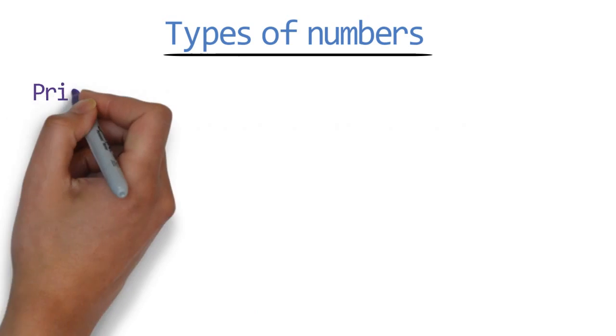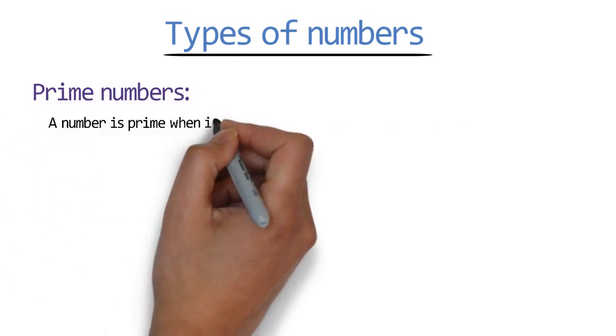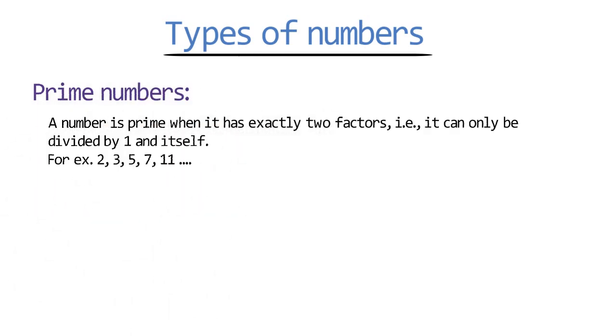Prime numbers. A number is prime when it has exactly 2 factors. That is, it can only be divided by 1 or itself. Just focus on this sentence. It has exactly 2 factors. For example, 2, 3, 5, 7, 11 and so on. And 2 is the only prime number which is even.